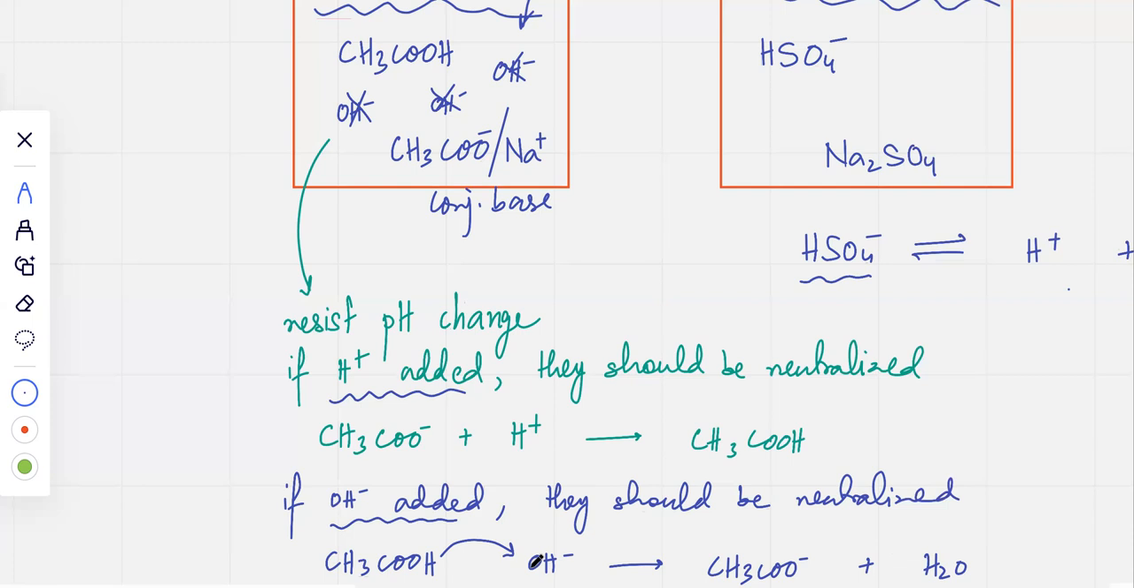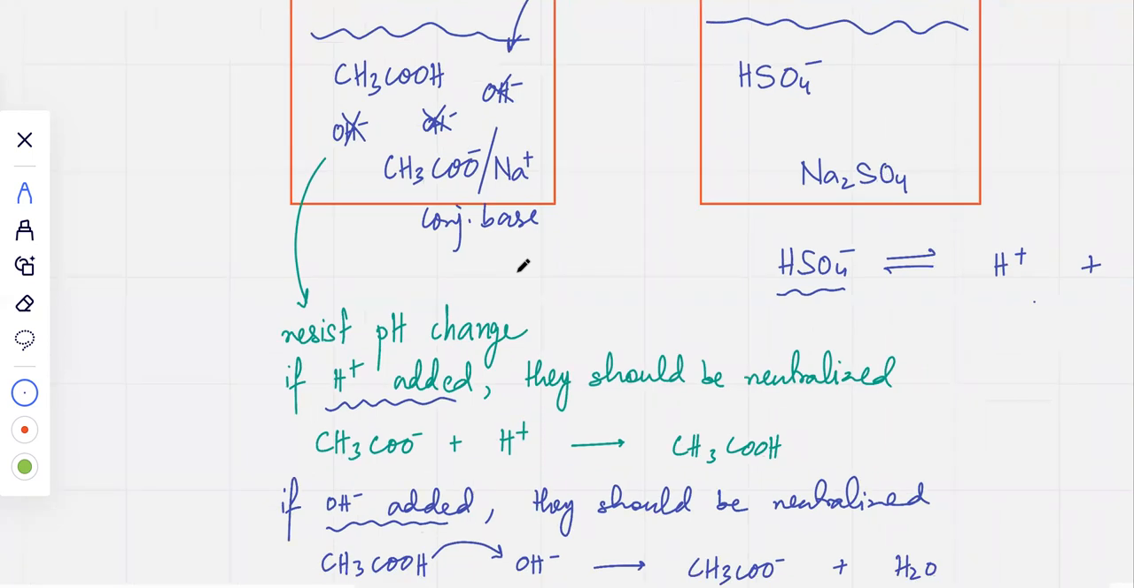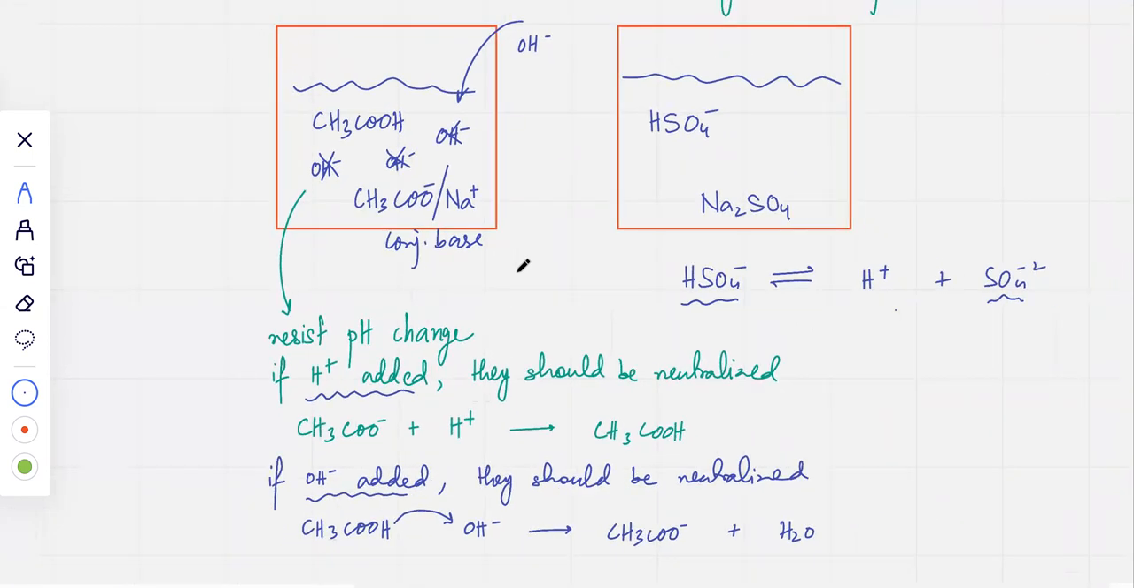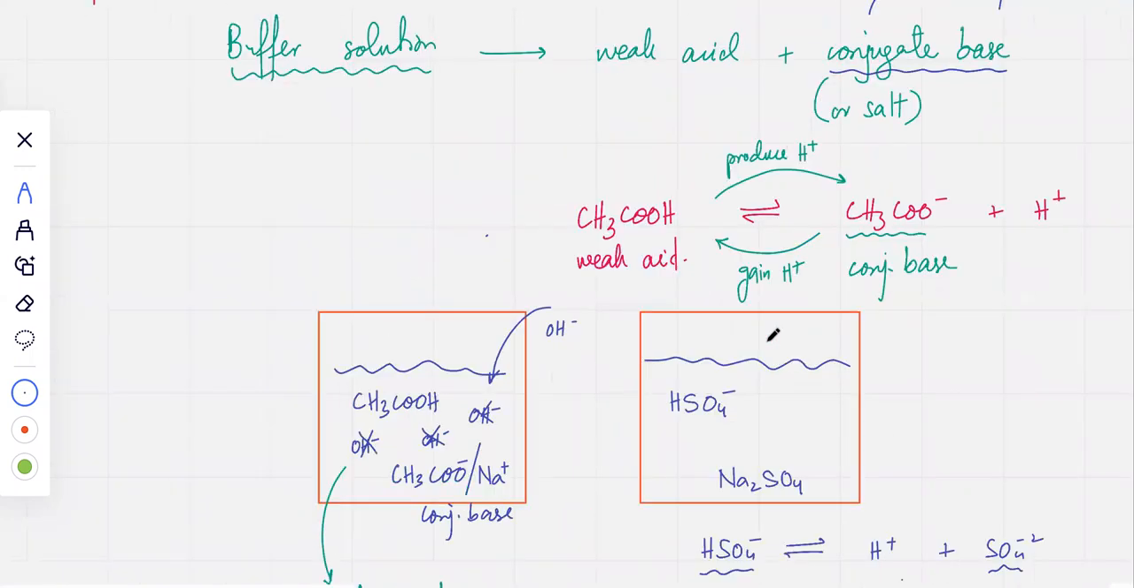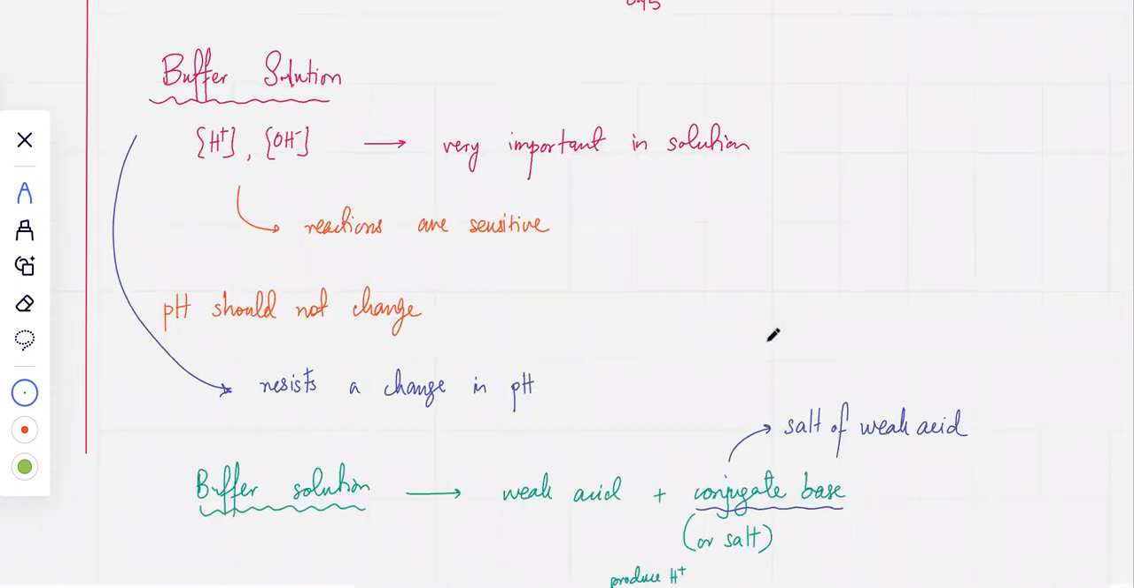So is this clear, how it's acting as a buffer? Is this clear to everyone? Yes. Okay. Shafak, Lubena, is this clear? Yes, sir.